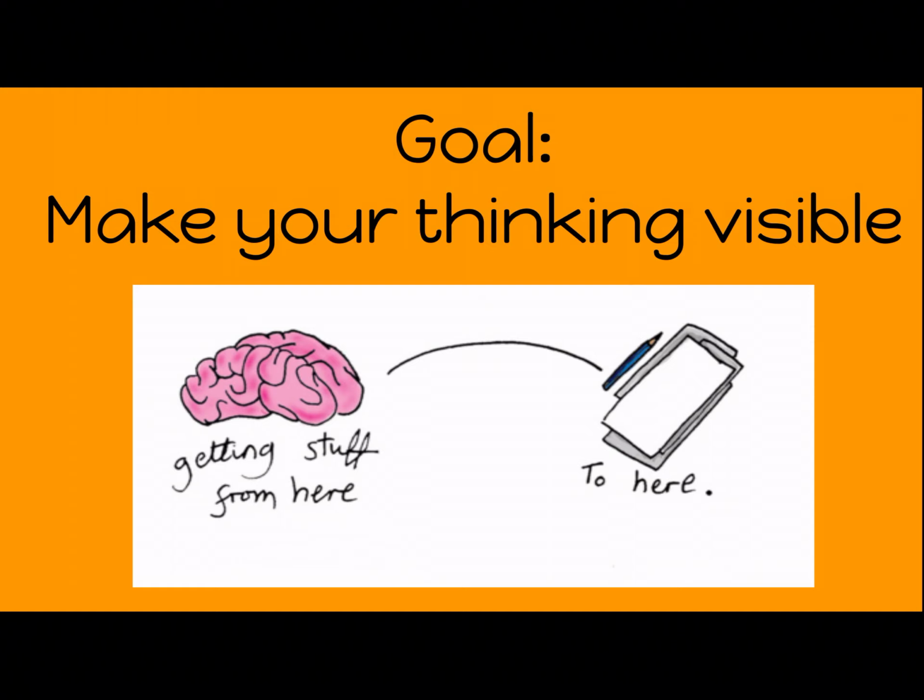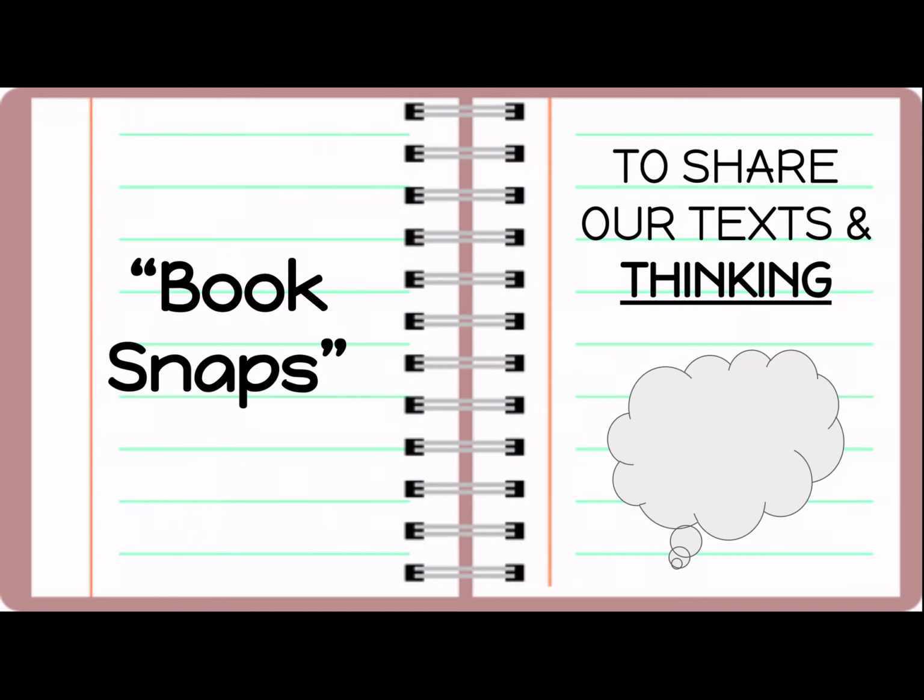One of the reasons is because when you interact with your digital books, you make your thinking visible, not only to you, but to everybody else too. So when we can see what you're thinking, we can respond and we can grow our thinking together. So one way that we can do this is by creating something called a book snap. And a book snap is a place for you to share the page of text you're reading and the thinking.